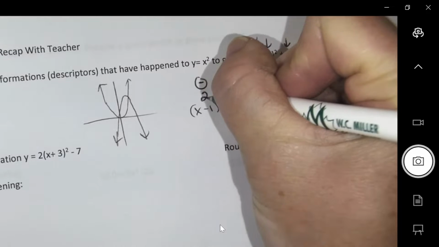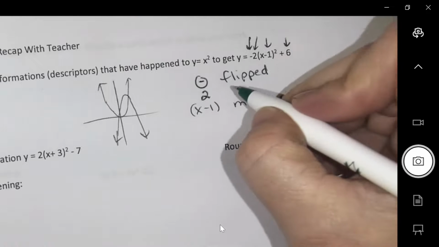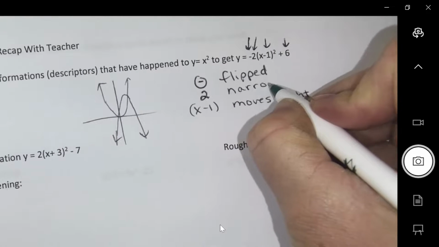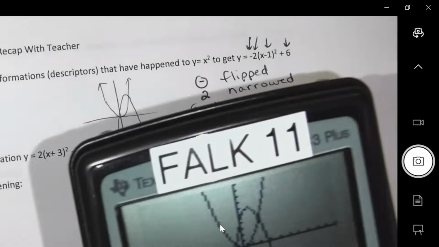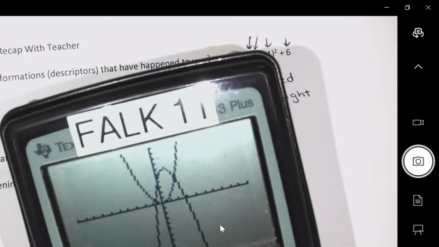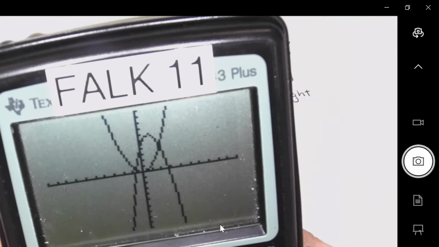What did the 2 do to this shape? Anybody remember what that multiplier does? Remember the arms? It changes the arms of it. What's going on with the arms now? Does anybody see it? It's not maybe as noticeable. It narrowed, it got skinnier. I don't know if you can see it much, but it is a little bit skinnier.